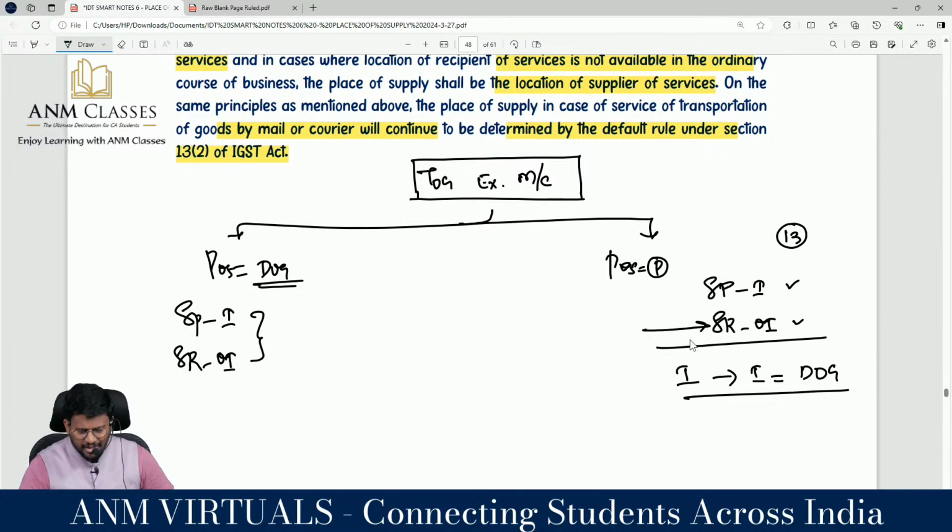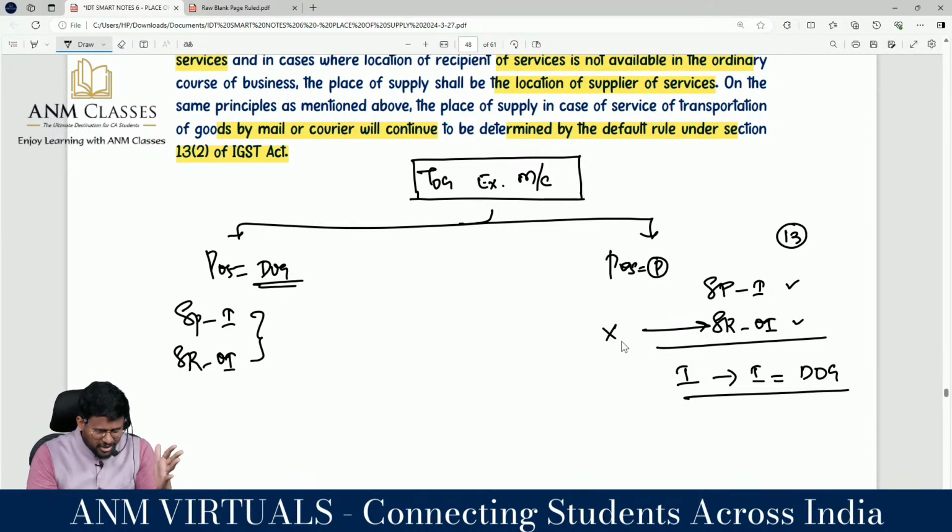Now where is the service recipient? The recipient is outside India. What the government is saying is that we are shifting the taxability from the goods to the person. So the location of the recipient of the service is outside India. The government is saying that we don't want tax on this, because this is like export of services.